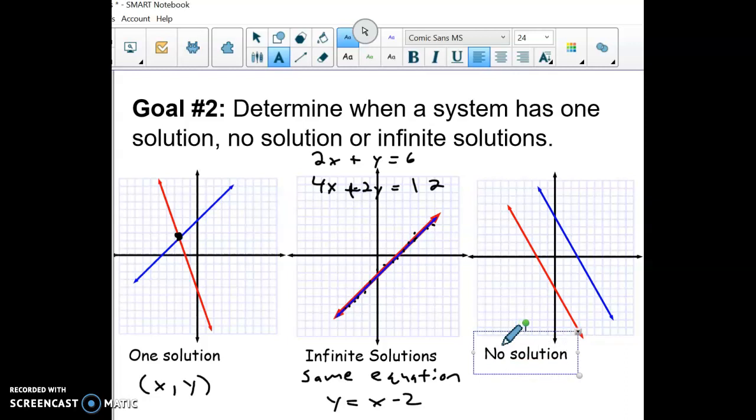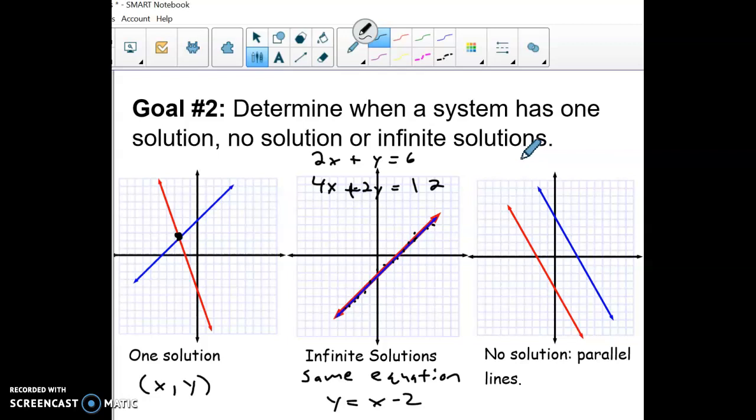Okay, and the last one would be just the no solutions case. Okay, and this is parallel lines. Okay, they never cross. And your hint there is it'll be the same slope, but a different y-intercept. So like one might be y equals negative 2x plus 6, and then the other one might be like y equals negative 2x minus 4 or something. So if you ever get a pair of parallel lines, that's going to be a hint that it's no solution.